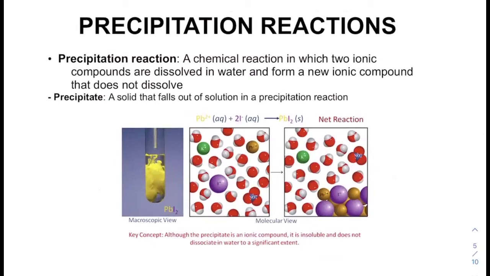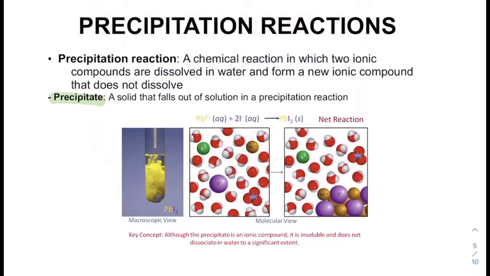And the first is precipitation reaction. Precipitation reaction involves compounds being placed in water, and if they're soluble, they dissolve and they go right into the water. And if they're not soluble, they do not dissolve, and so they stay as solid in the water. The word precipitate is a solid that falls out of solution in a precipitation reaction.